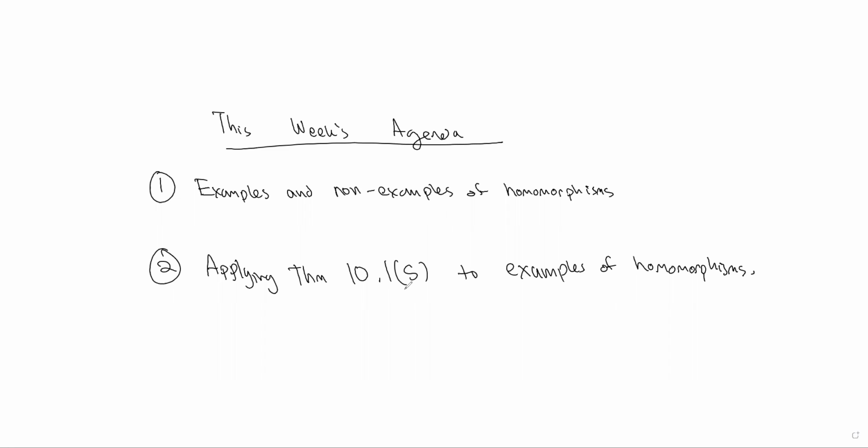So this week's agenda is first, examples and non-examples of homomorphisms. And two is to apply a certain theorem in your textbook to the ones from item one that are examples. So the maps that actually are examples of homomorphisms, because the theorem only applies to homomorphisms. So first, let's look at some examples and non-examples.